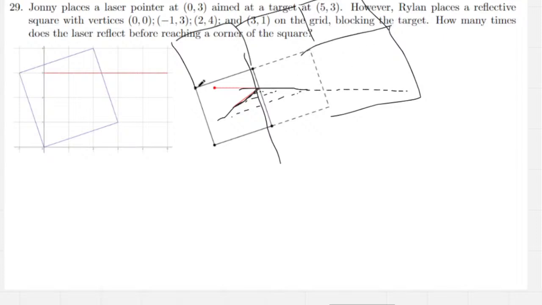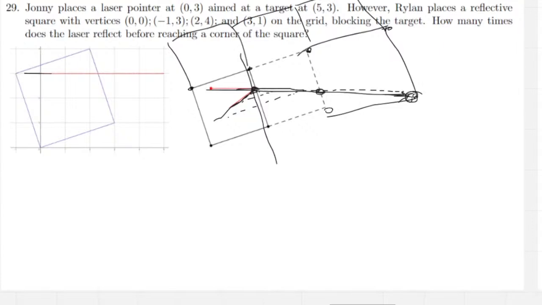And when it hits a corner, it means it hits any one of these squares' vertices. And in fact, you can quickly find that it will hit this one because this point is on the y equals 3 line right here. And so we know that it will pass through 1, it will bounce once here, 2, it'll bounce once here, and 3, it'll hit the corner. So it'll reflect 2 times before reaching the corner of a square.